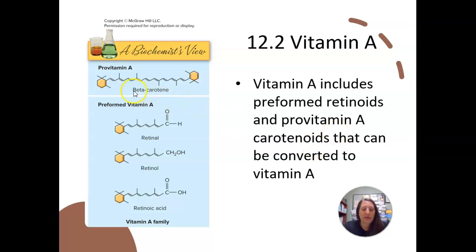There are then other foods in which we ingest provitamin A, and those are called carotenoids, and here's our example, beta-carotene. You may have heard of that. The provitamin A carotenoids, including beta-carotene, have to first be converted into vitamin A. They can't be used directly, whereas preformed vitamin A can be used directly. So all of these are in the vitamin A family, again, many different forms.